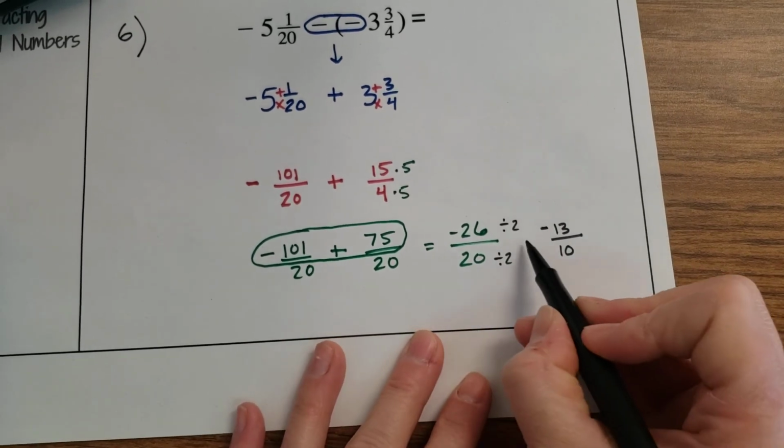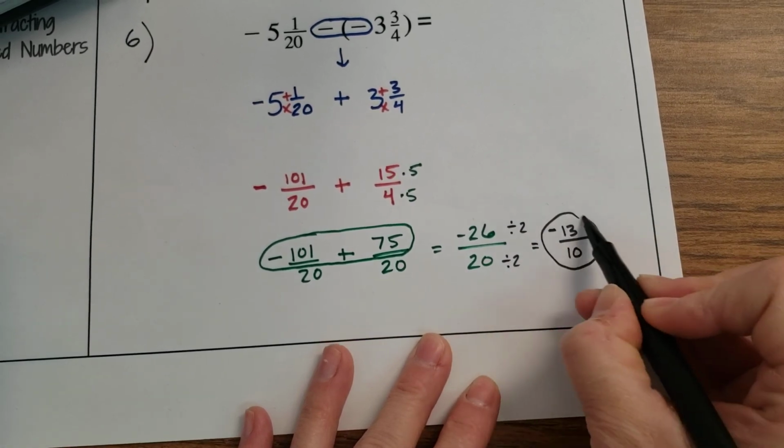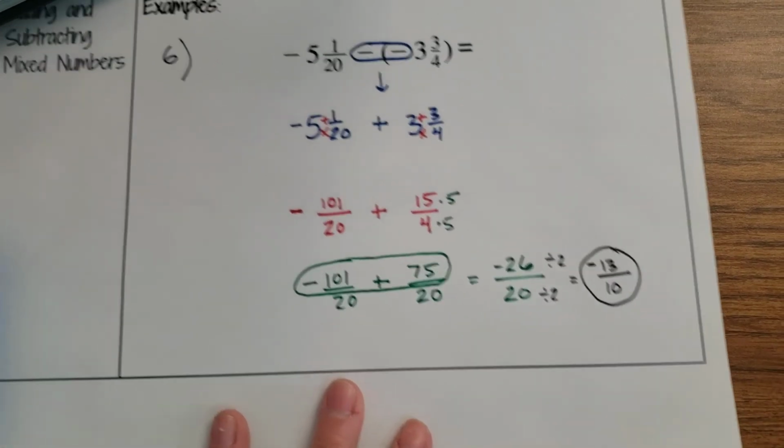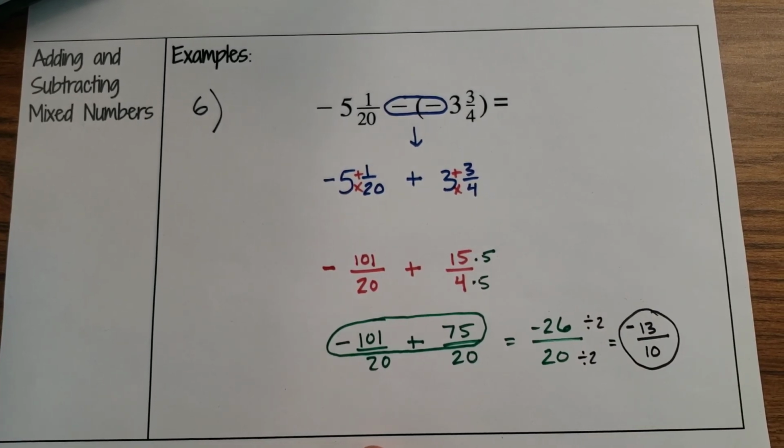Now take a look and see what you have. 13 and 10, it looks like we can't simplify anymore. There we have our answer. We can leave it improper. That's perfectly fine. All right, there are 6 examples. Great job.